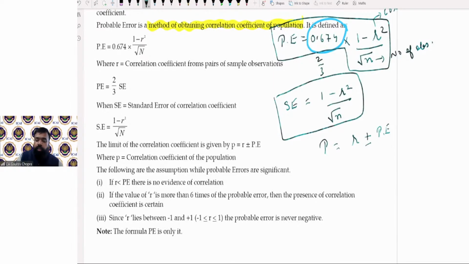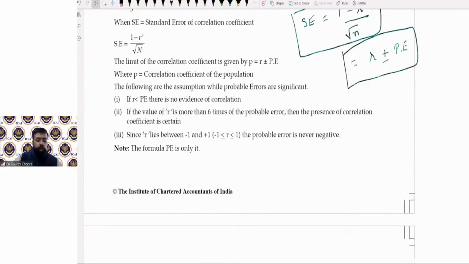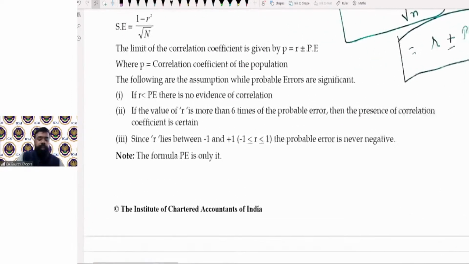ओके. सो इन शॉर्ट वी कैन से दैट प्रोबेबल एरर को यूज करने से आप एक्यूरेसी के पास में पहुंच सकते हैं. You can reach towards accuracy. तो r plus minus the probable error, ये वहां पे फॉर्मूला बन जाता है. Now there are some basic assumptions.